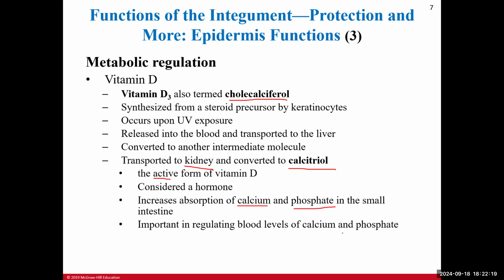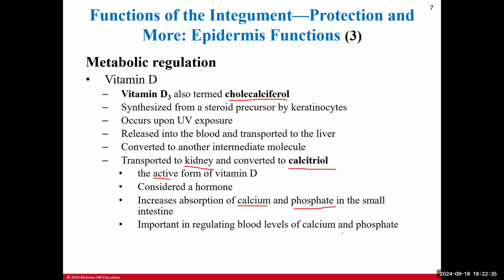But we're going to see that we need calcium for muscle contractions and for our nerves to function correctly. So it's a very important metabolite. Very, very important. So that's why vitamin D doing its thing is very helpful for us.